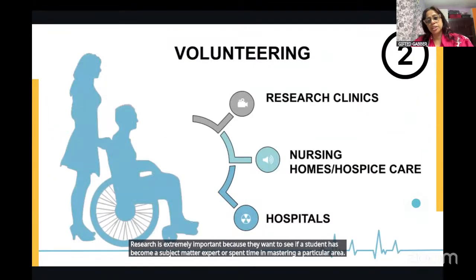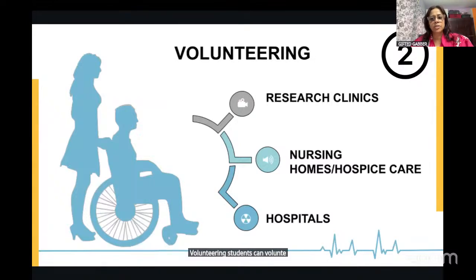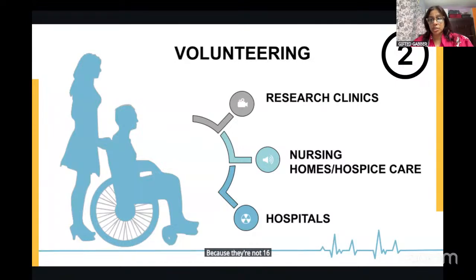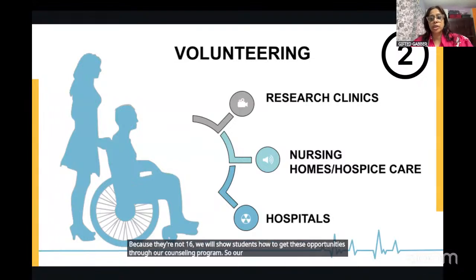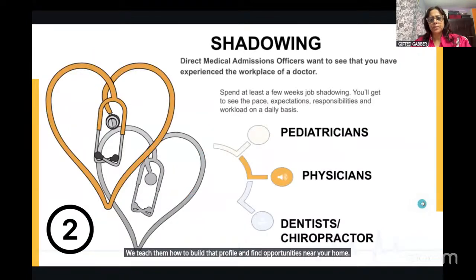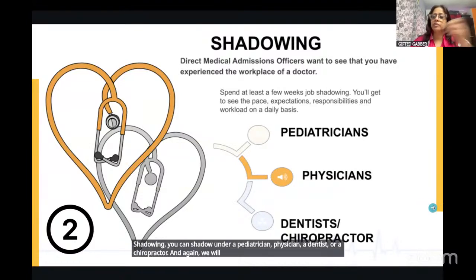Volunteering, students can volunteer in nursing homes, hospice cares, hospitals, right? A lot of parents complain that they don't get an opportunity to do that because they're not 16. We will show students how to get these opportunities through our counseling program. Our counseling program is very structured, and every week we teach them how to build that profile and find opportunities near your home. Shadowing, you can shadow under a pediatrician, physician, a dentist, or a chiropractor. And again, we will show you how to get those opportunities as well.